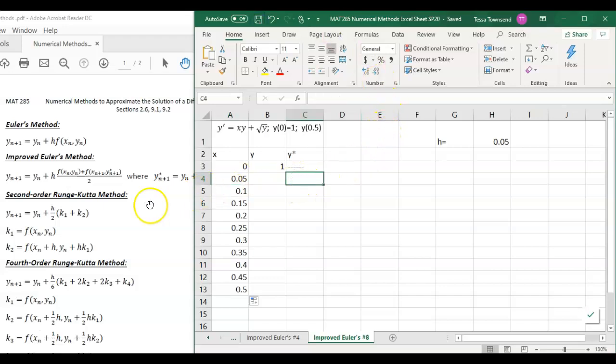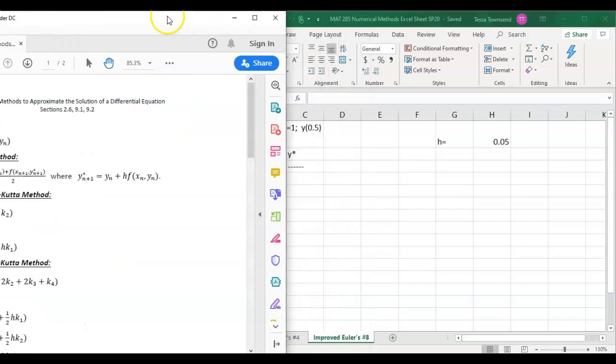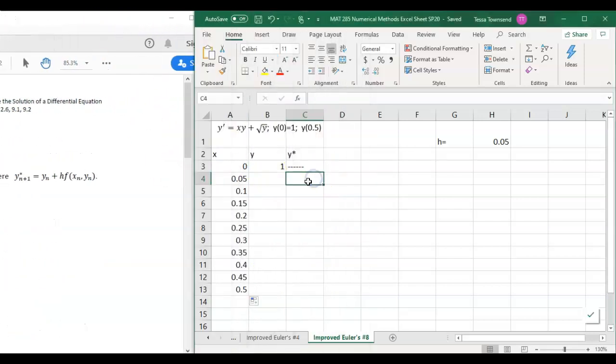Now we've got to find y star first. So our y star formula is going to be the previous y. So we're going to go equals previous y plus step size. Don't forget the dollar signs. Times the differential equation evaluated at the previous point. So this guy's a little bit more involved. That's why I wanted to do this one. It looks like more fun.